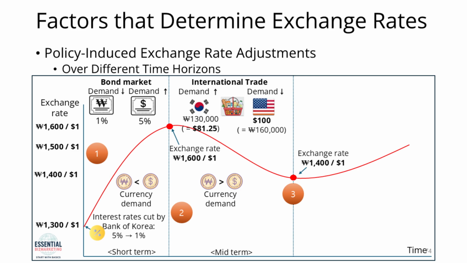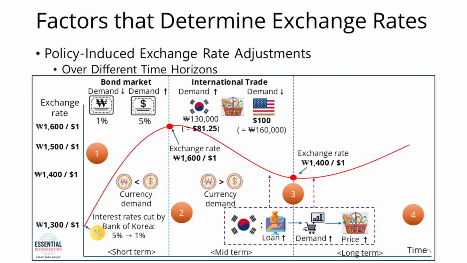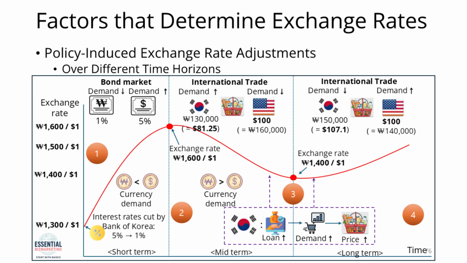In Korea, low interest rates trigger long-term domestic adjustments. With borrowing costs down, Korean consumers and businesses increase loans, boosting spending and investment. This rising demand pushes up prices across the Korean market. As inflation sets in, Korean products become more expensive relative to U.S. goods. The earlier price advantage fades, and Korean exports lose some of their global competitiveness.